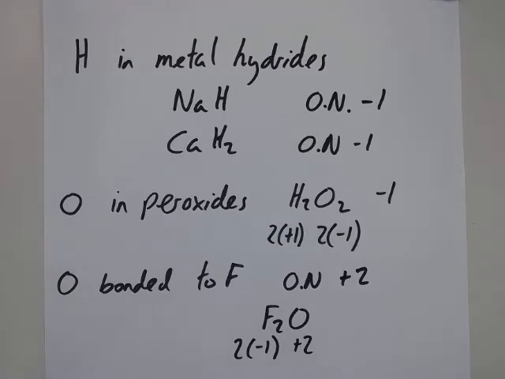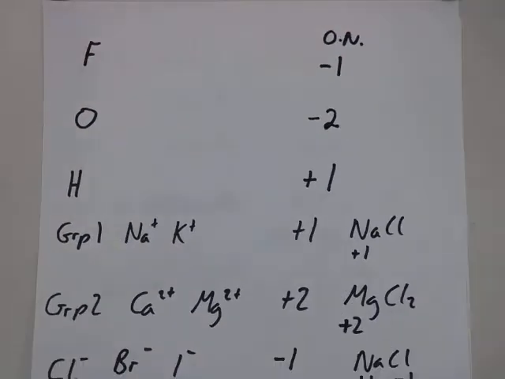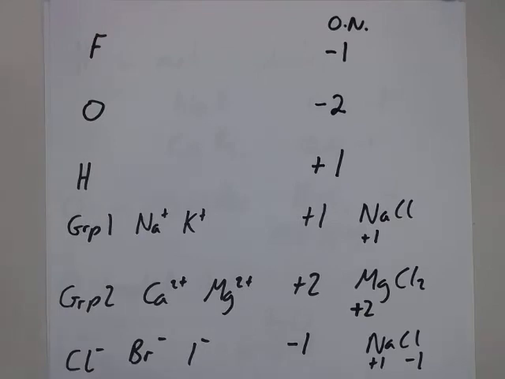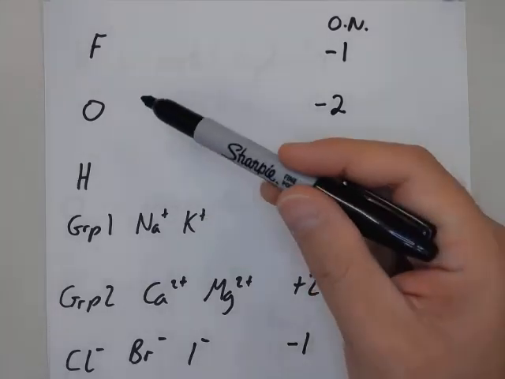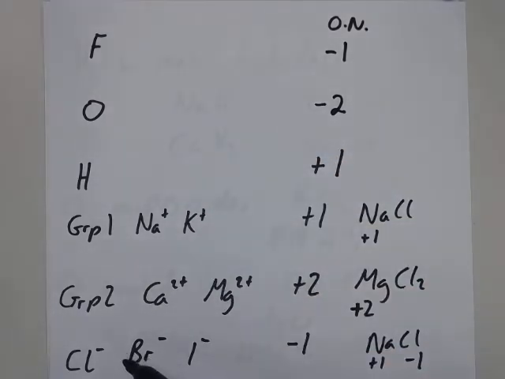We will also see from the rules here that these ones down the bottom are not always -1. Quite often they are, but it depends what they're bonded with. Especially when you start bonding things to oxygen, it's unlikely that the oxygen is going to be -2 and the chlorine is going to be -1. These oxidation numbers can change a lot.